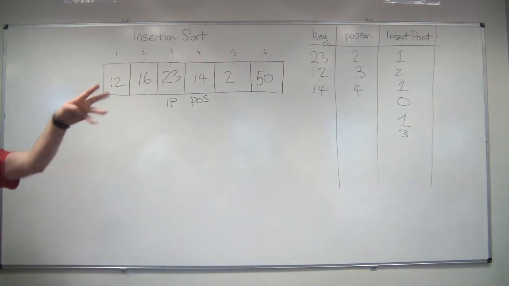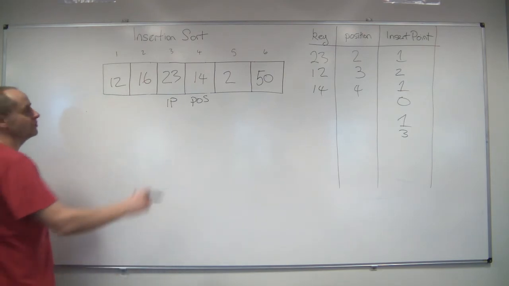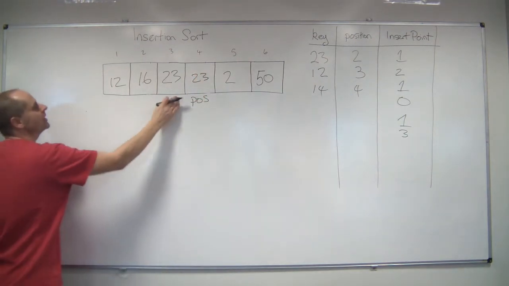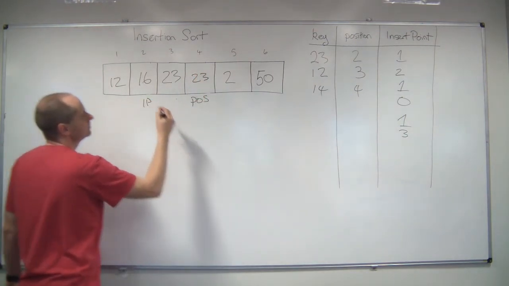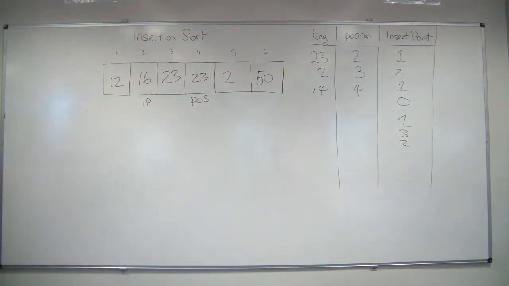And we're going to say, are they in the right order? They're not. Shuffle the 23 across and reduce the insert position. So the insert position becomes 2. And we're just looking back. So what we're doing is just scanning back through the list. It's actually easier to do than it is to actually write the algorithm up in words.